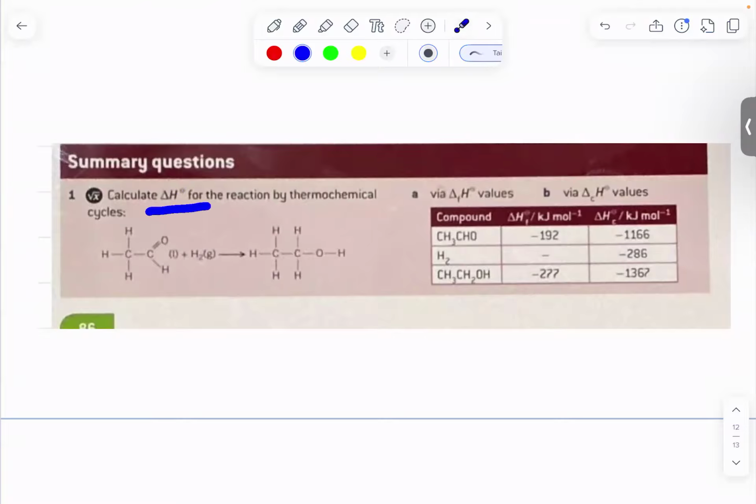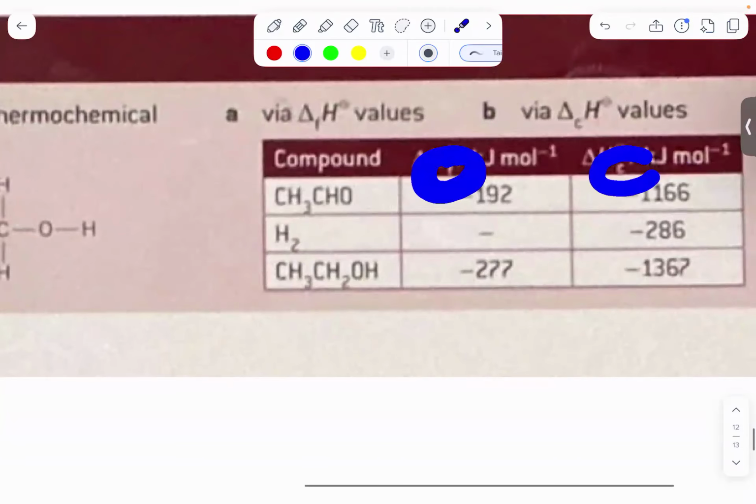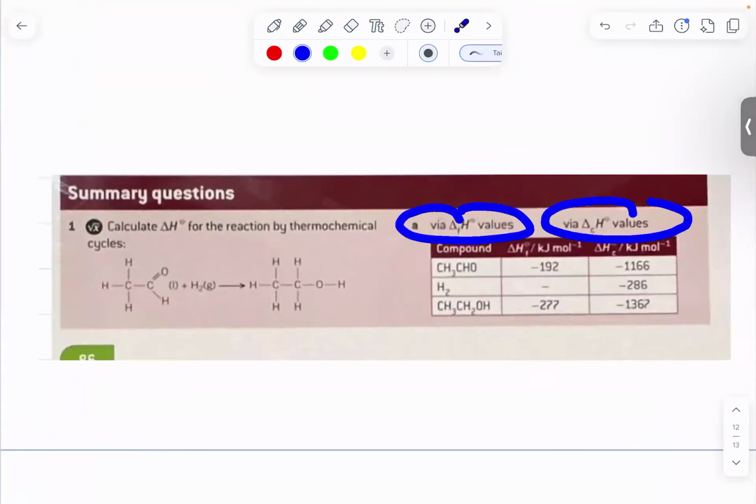Calculate delta H for the reaction by thermochemical cycle. So can you kindly tell me, you need to use both the HF values and the HC values. Both the values have been given. HF values have been given and HC value has been given. So you have to solve two questions, A and B, right? Okay, so please do solve this question and some other questions which I'm going to post soon.